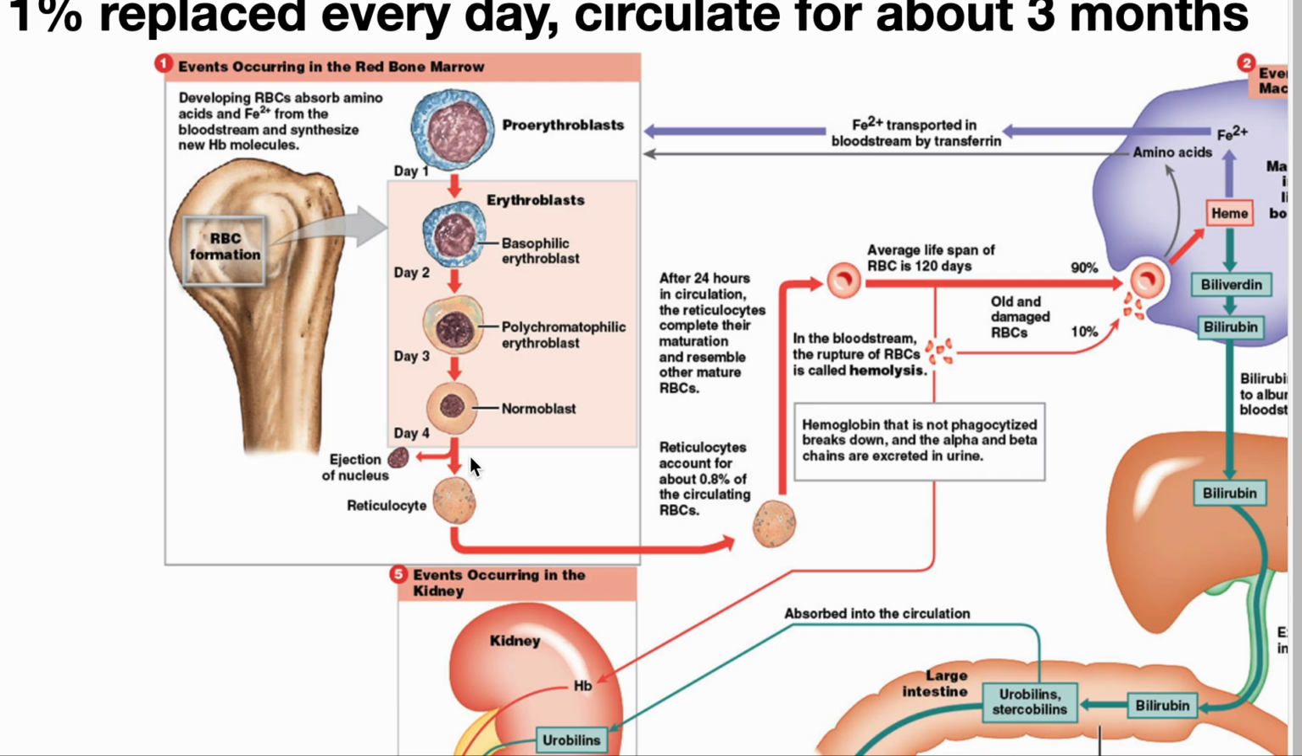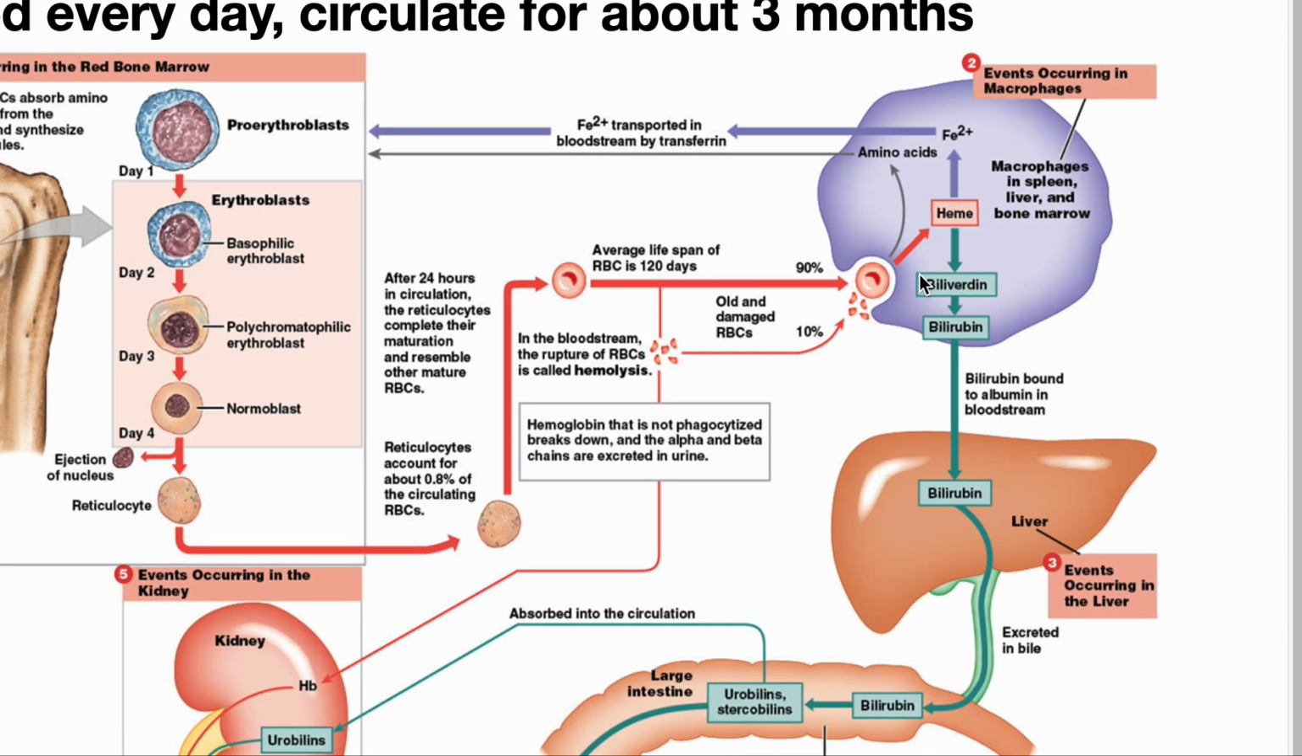So once we get these reticulocytes that can go out into the blood, and they will account for less than 1% of circulating red blood cells, and within 24 hours, those reticulocytes will complete their maturation and they will resemble all the other red blood cells that are circulating around. So here we are, and notice that their lifespan is about 120 days. At some point, one of sort of 2 things is likely to happen. So let's bring it over to here.